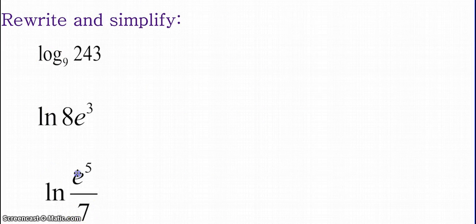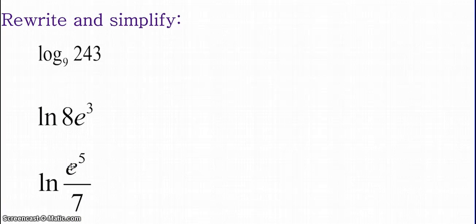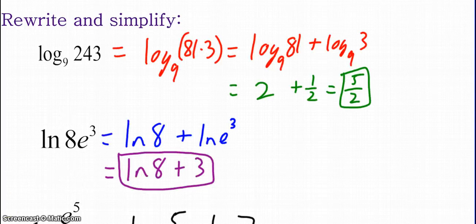Alright, last few examples. So this is just practice. I want you to rewrite and simplify each of these as much as possible. So pause the video, unpause when you're ready to check your work. Okay, so again, there's a few ways in which to go about this, at least for the first one. The second two, there's kind of one way to do it.